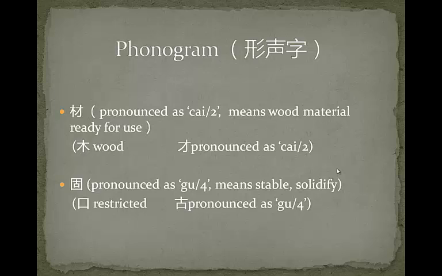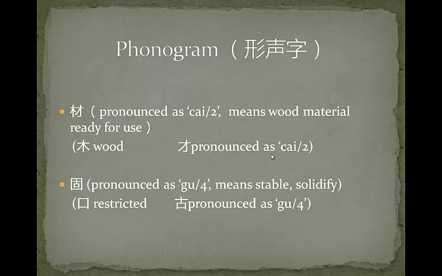Alright, the first one, phonogram, 形声字. So for 形声字, 形 means meaning, 声 means sound. So part of the character, the radical, may not be radical, part of the character indicates the meaning of the whole character. Okay? And part of the character indicates the sound or the pronunciation of the whole character. Alright, so I have 2 examples here.